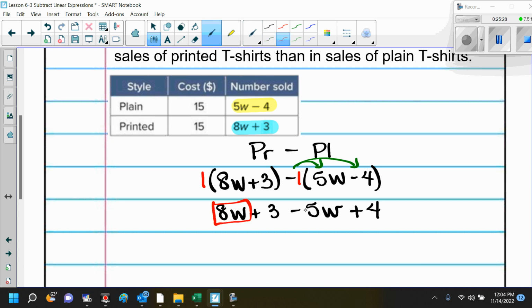So we have an 8W here and a negative 5W there. We've got a positive 3 here and a positive 4 there. And now we just subtract. So 8W are combined. 8W minus 5W is 3W, right? And then positive 3 plus 4 is 7. So this is the expression that will tell us how much more she earned, right?